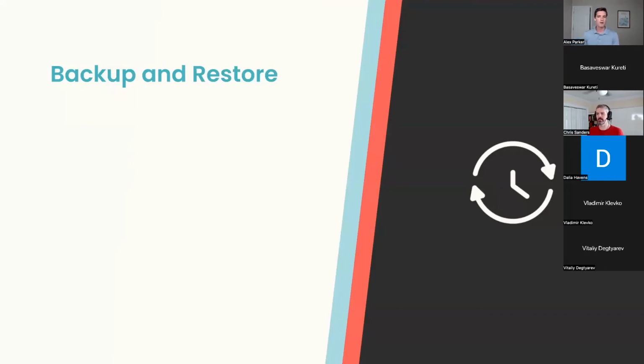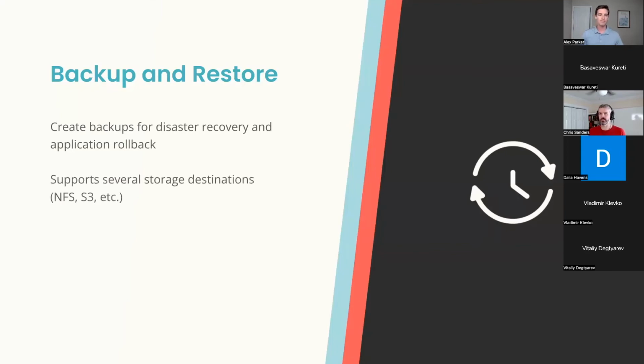So backup and restore, another feature we'll talk about here. Obviously, this is for creating backups for both disaster recovery and for application rollback. Inside of the admin console where your customers are setting up their backup and restore, we support several different storage destinations, so NFS, S3, and several others. So they've got flexibility with where their backups are going to be stored, hopefully on an offsite location away from the cluster so that in the case of a disaster, they have access to those backups to restore from.